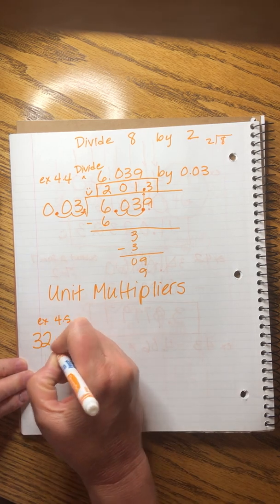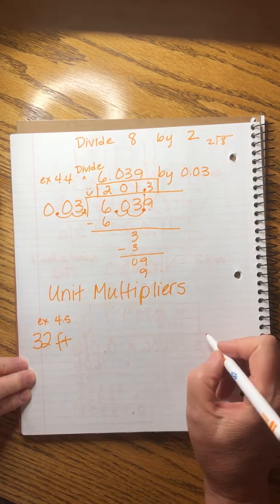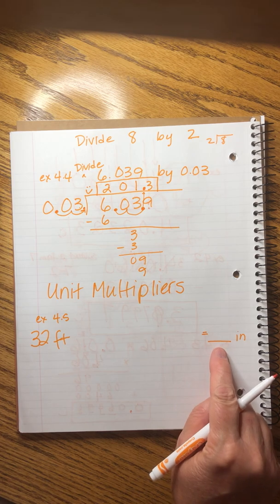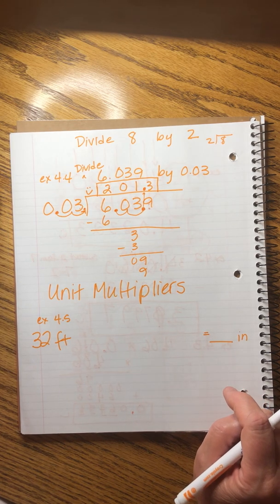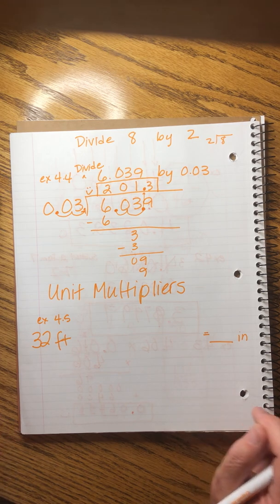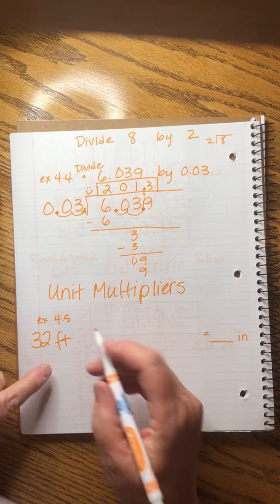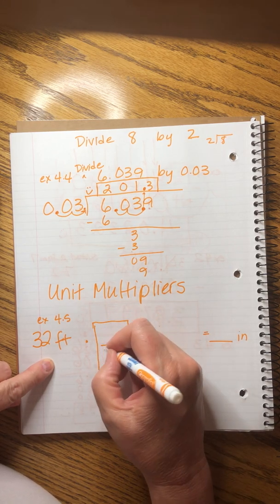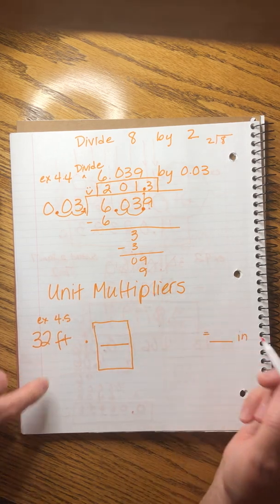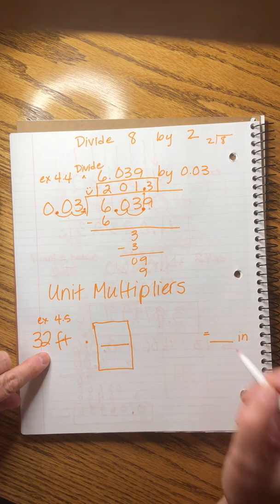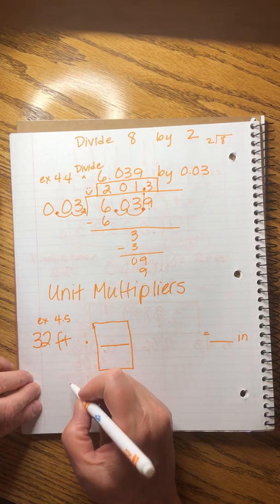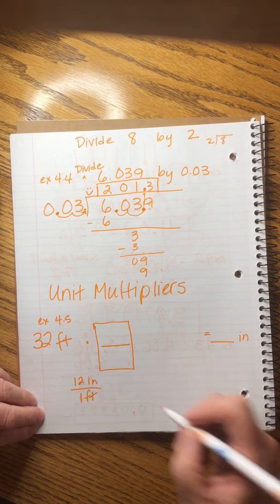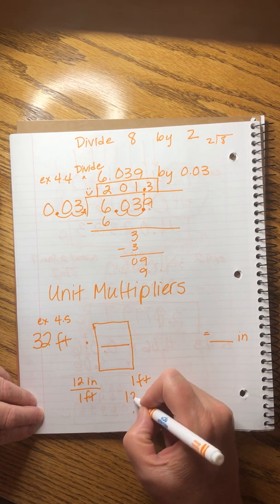Okay, so 32 feet is what we're starting with, and we want to end up with a certain number of inches. We don't know how many inches yet, except you can probably do it in your head, but we're going to learn how to do it on paper. So this is what we're starting with, and we know we're going to multiply it by some conversion factor, some unit multiplier that's going to adjust from feet to inches. Now, we start by going, how many feet are in an inch? Oh yeah, there's 12 inches in 1 foot, or another way of saying the same thing is that there's 1 foot for every 12 inches.